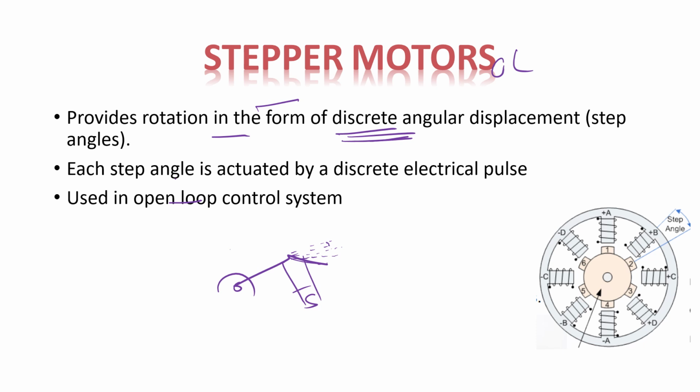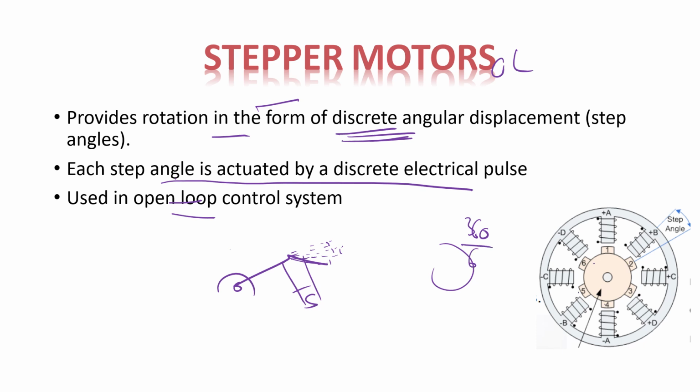So this is the angle. Maybe it could be 1 degree or 2 degrees. So step by step actuation is possible using this stepper motor. So how do you get this? This is using an open loop control system. Each step angle is actuated by a discrete pulse, based on the pulse. For example, here the entire thing is 360 degrees. So how many poles do you have? Here 1, 2, 3, 4, 5, 6.